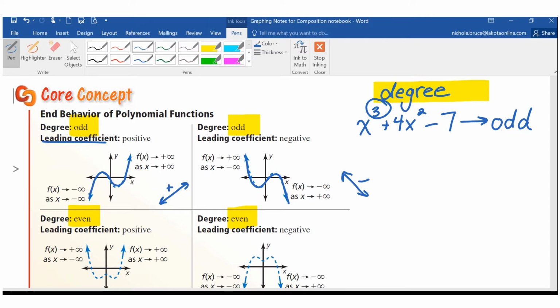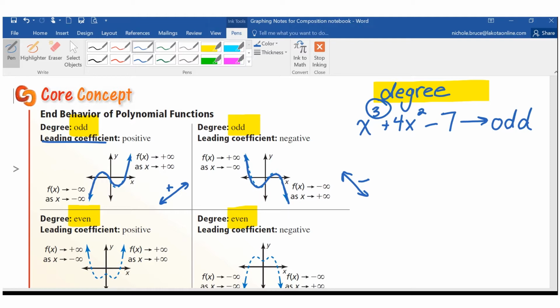So the tails do the same thing. They're both up or they're both down. Kind of like a parabola, right? If you have a positive number in front, your parabola opens up. And if you have a negative leading coefficient, then your parabola opens down. So the way that I think about this: odd, opposite. If it's an odd function, the ends are doing opposite things or going in opposite directions.